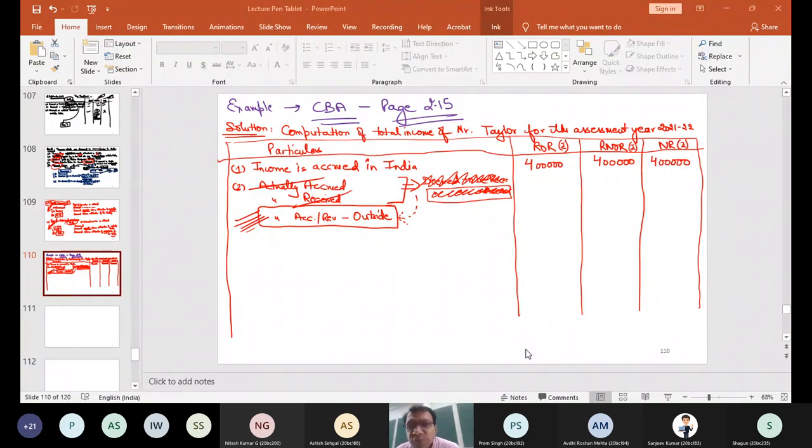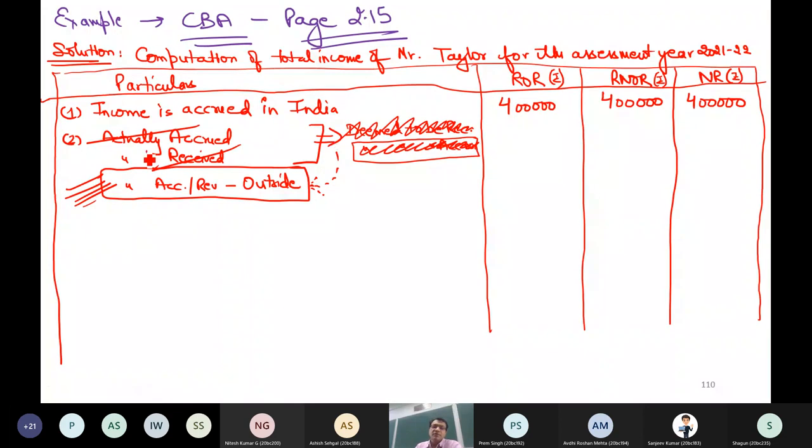So can you tell me which provisions are to be applied when I have finalized that this is the income which is accrued as well as received outside India? Which provisions I will apply? The provisions of income received as well as accrued outside India. So what are the provisions? What are those provisions? Income received as well as accrued outside India.